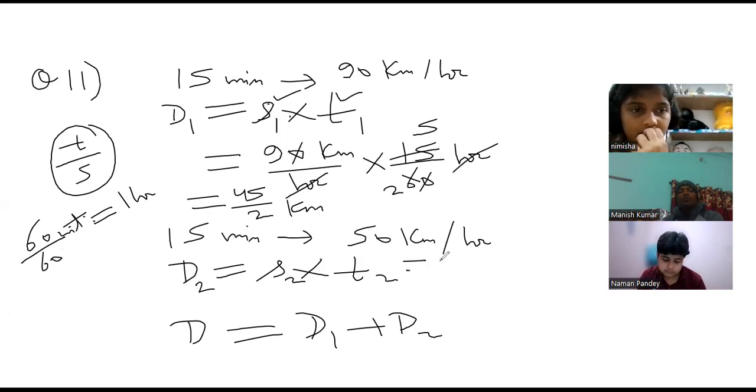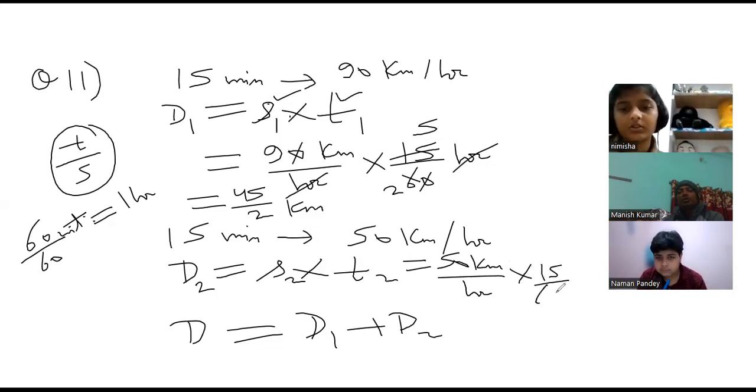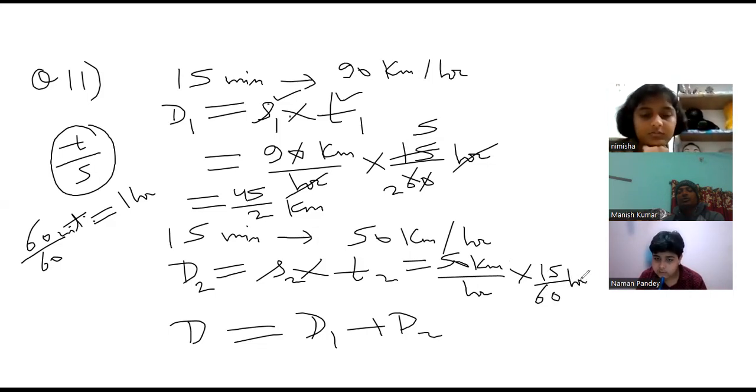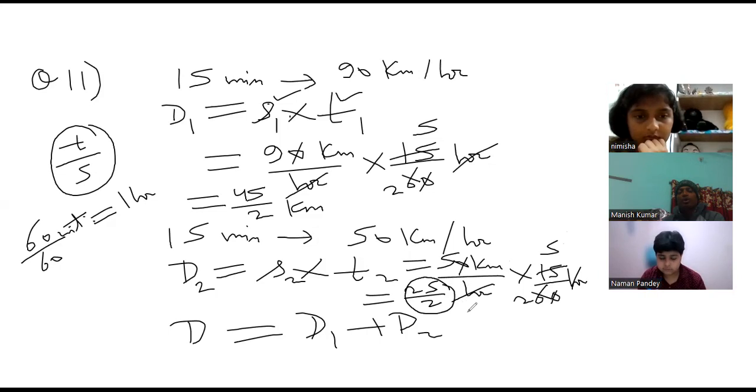Now here D2 will be what? Speed into time. Now here D2, distance 2, also we have to find out. So the speed will be 50 kilometer per hour into 15 minutes. Nimisha, 15 by 60 hours. This 0 will be cancelled. 3 2s are 6, 5 5s are 25, this is equal to 25 by 2. So here we have got 25 by 2 kilometer, and here we have got 45 by 2 kilometer.